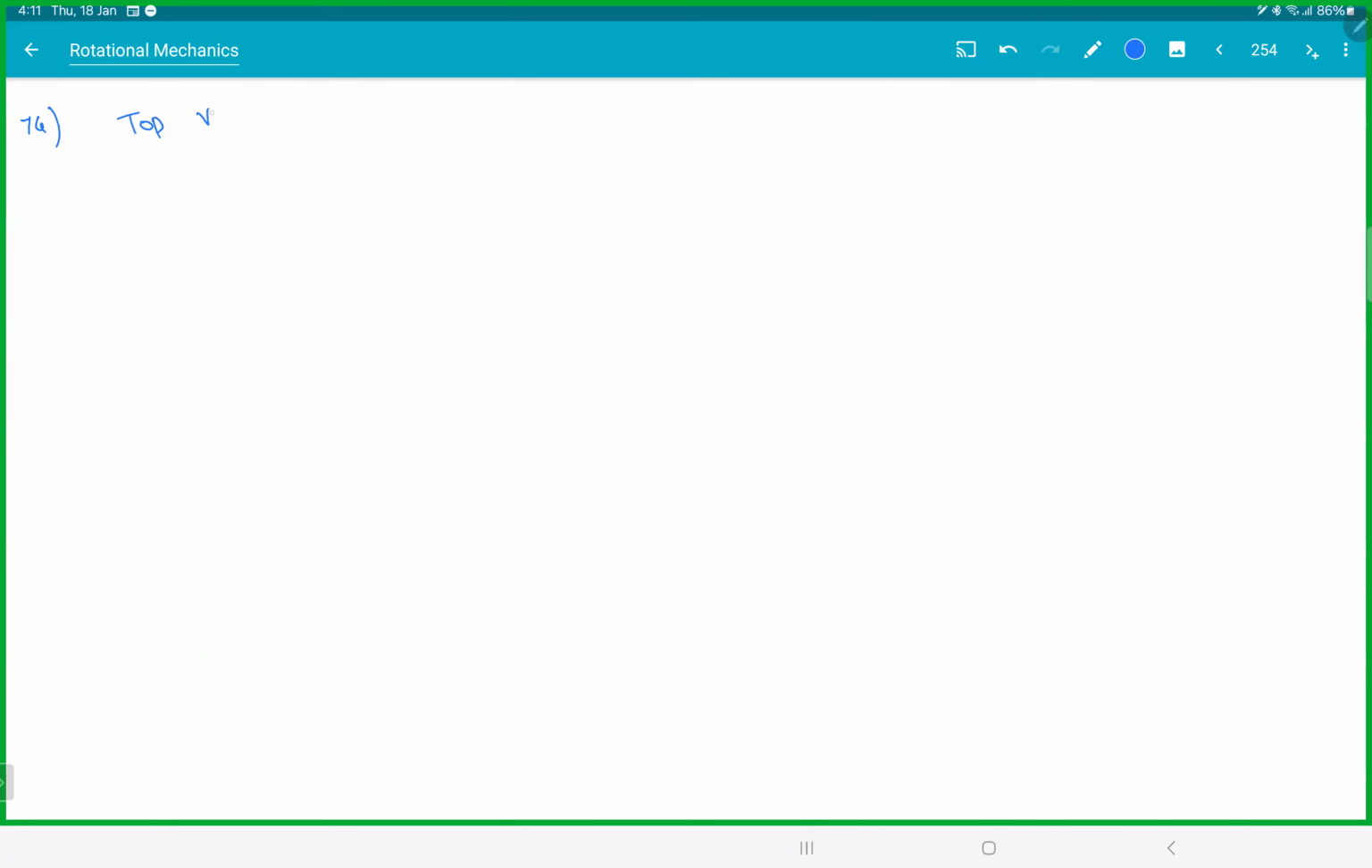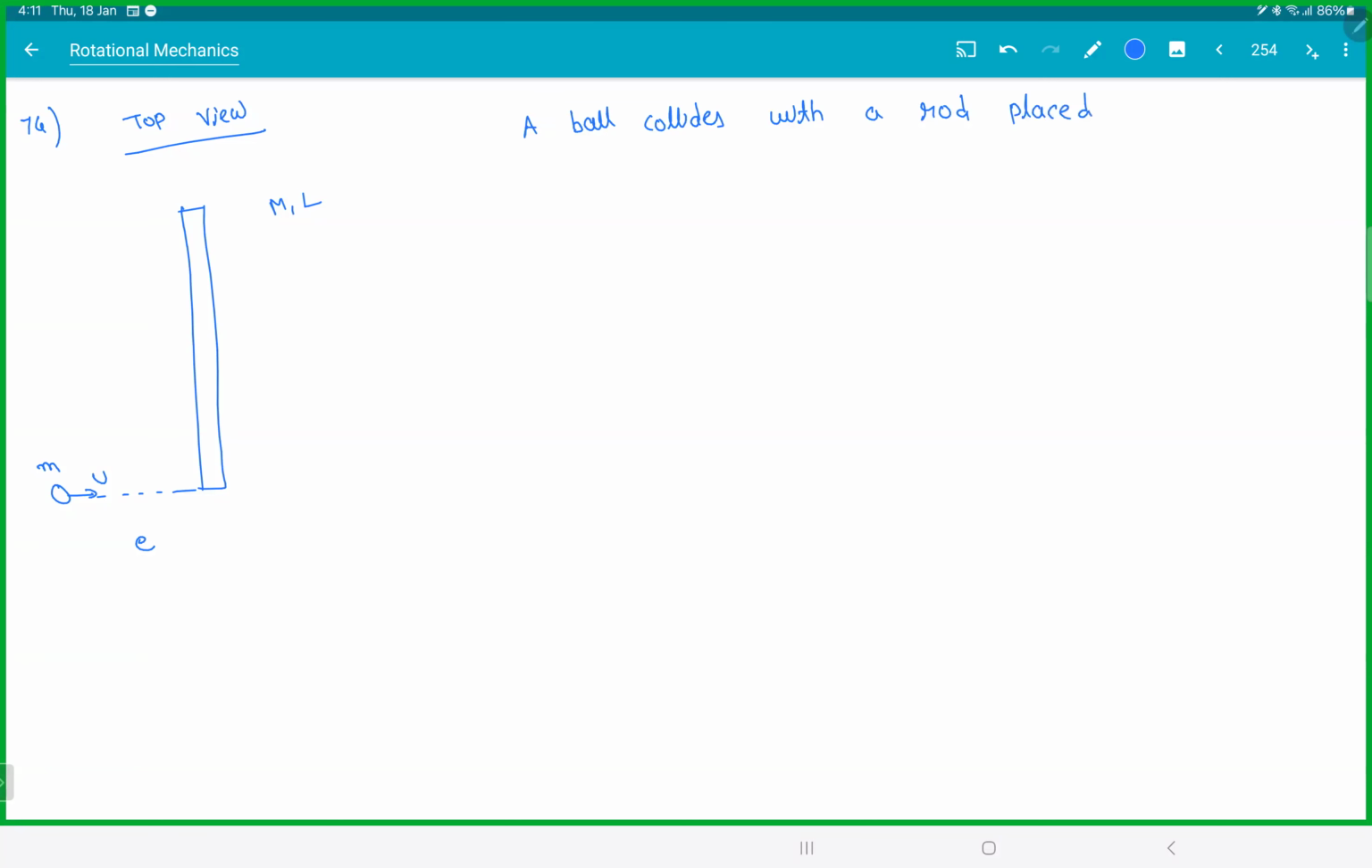Top view. There is a rod here, mass m, length L. There is a ball here, mass m, coming with speed u and hits the edge. E is the coefficient of restitution. So a ball of mass m collides with the rod placed on a smooth horizontal surface. So this is our top view, just like your pen game.